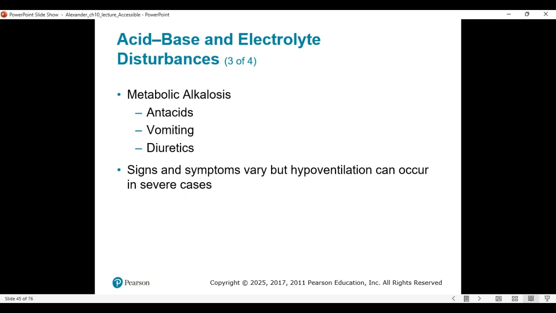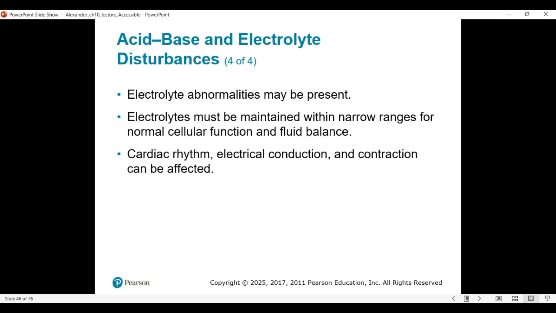Metabolic alkalosis. This is from antacids. We're taking too many antacids, so bicarbonate. We're vomiting. We're on diuretics, so we're getting dehydrated. Signs and symptoms may vary, but hyperventilation can occur in severe cases. We may have an electrolyte abnormality. We need these electrolytes to maintain a narrow range for normal cell function and fluid balance. A lot of our electrolyte function is the moving of water and proteins. With an electrolyte imbalance, we can have cardiac rhythm issues, electrical conduction issues, and the contractions can be affected.